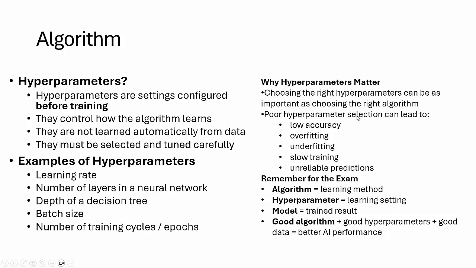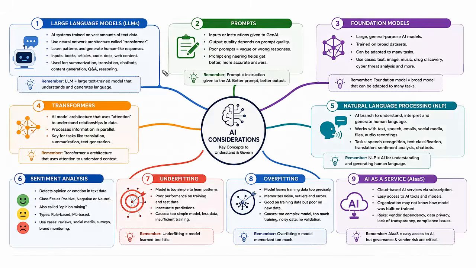What is overfitting? We're going to discuss it in my next slide. It's very, very important. Underfitting and overfitting are very important. So the algorithm is a learning method, the hyperparameter is a learning setting, and the model is the trained result. A good algorithm with good hyperparameters and good data equals better AI performance. That's something we need to understand.